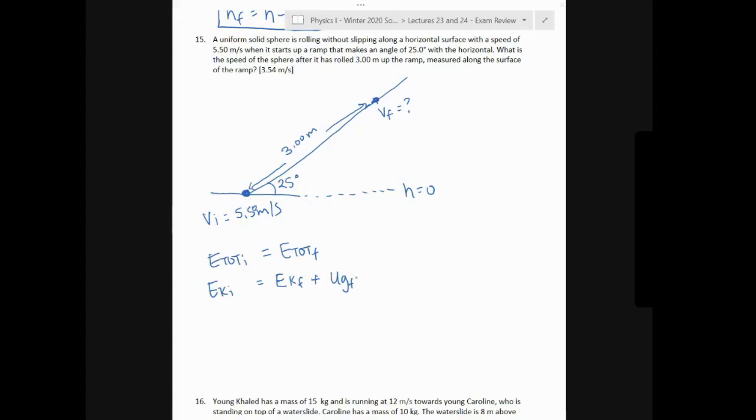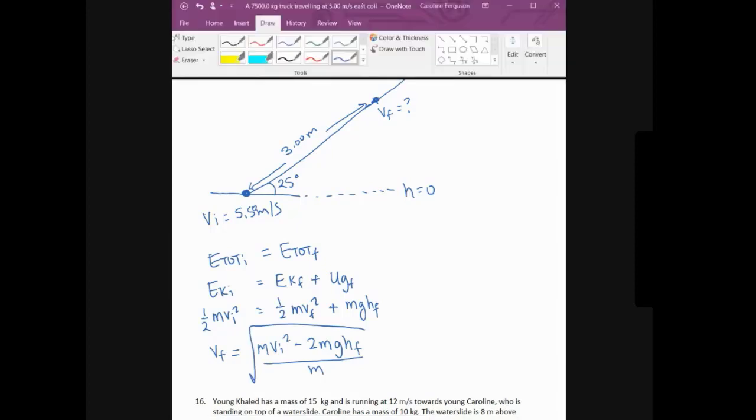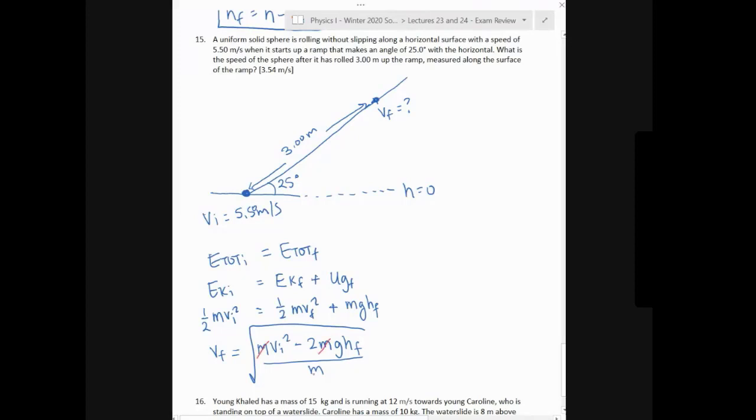Okay, so initially it has kinetic energy, so I'm going to put in the equation 1/2 m v initial squared. At the end, it has kinetic energy, 1/2 m v final squared. And at the end, it has gravitational potential energy, m g h final. Okay, so we can rearrange and solve for v final. So v final is equal to the square root of (m v initial squared minus 2 m g h final) over m. And then we can start to cancel out any variables that cancel, so the mass can all go away.